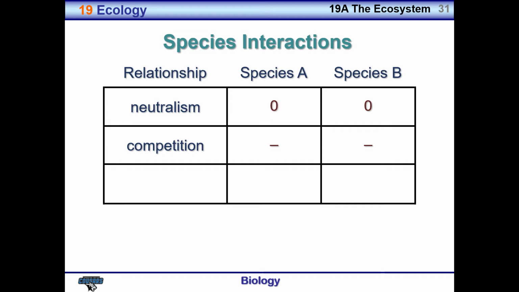Each one is eating the other one's food or living in the same place where they like to build the same nests. In many ways, they are competing. The predator situation, we have species A is the prey and species B is the predator. So one benefits, one does not benefit.